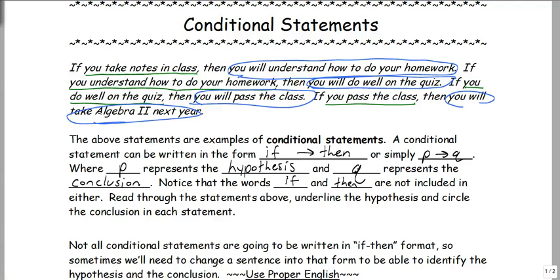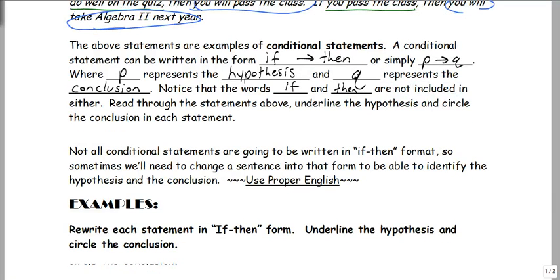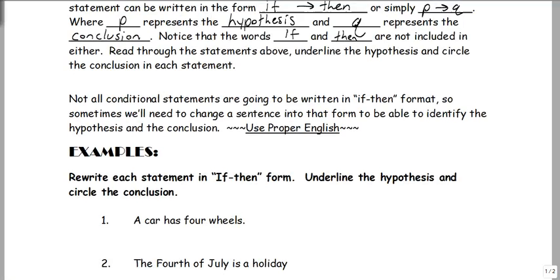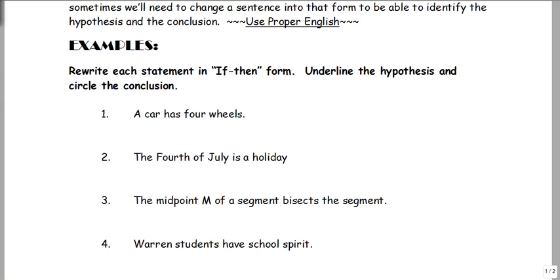Okay, so that's if they're given to you in really nice form, in if-then form. Sometimes we have statements that are not given to us in if-then form, and we have to come up with a way to do that. So we have to do that and use proper English.